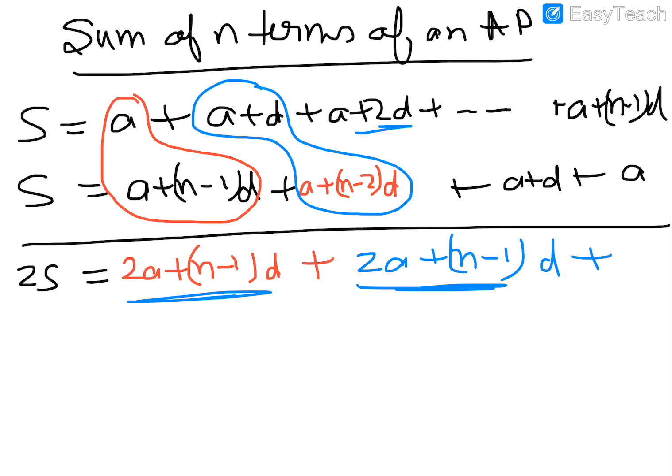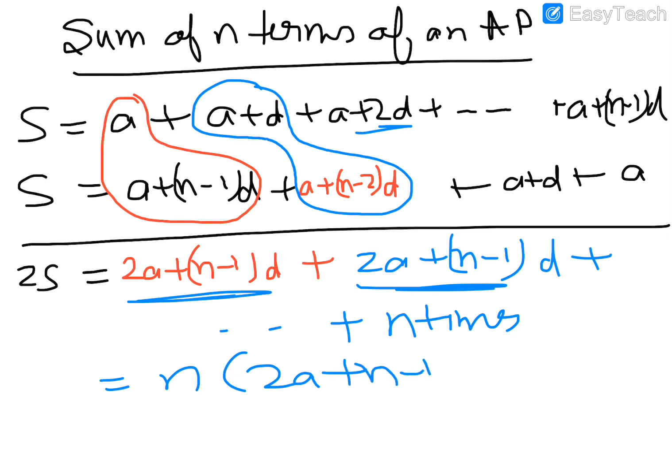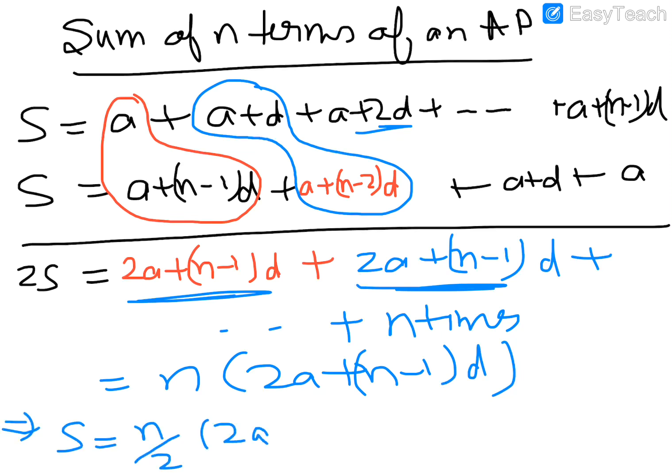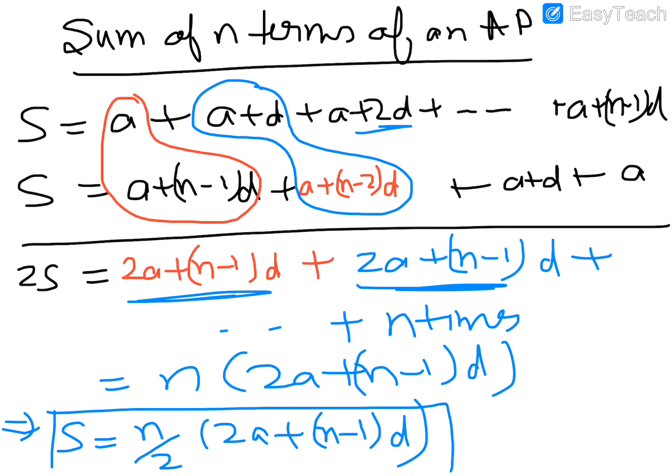So now tell me how many terms are there? n terms. So can I say this thing will come n times, if I add the same number n times? Basically it means multiplying that number by n. This will be equal to 2S. So from here, what is S? S is n by 2 into (2a plus (n minus 1)d). Remember this as a result.